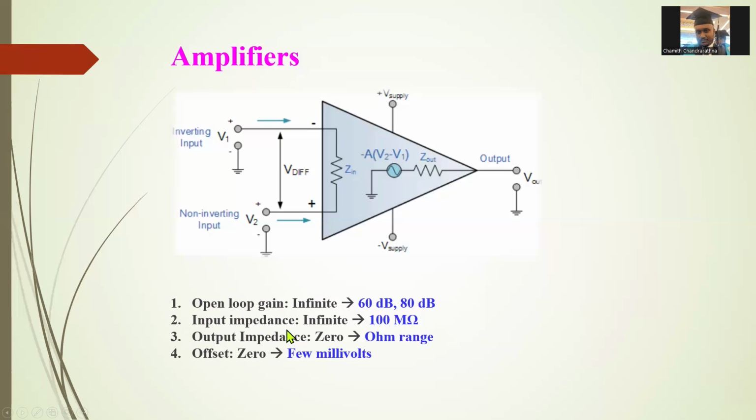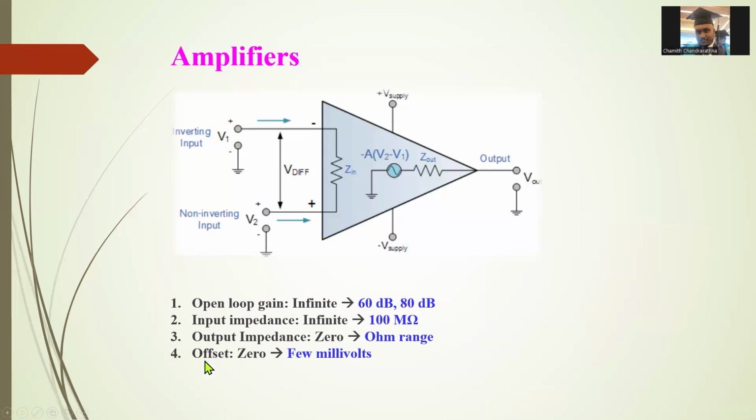Okay. Second, input impedance. Theoretically, it is infinite. So the impedance across the inverting and non-inverting inputs, or the impedance of the inverting input with respect to the ground, or the non-inverting input with respect to the ground, are all infinity. But in practice, it has a very high impedance like 100 mega ohm. Okay. Third one, output impedance. In theory, it is 0, but sometimes it is a few ohms.